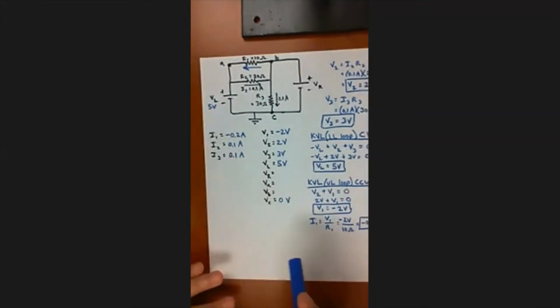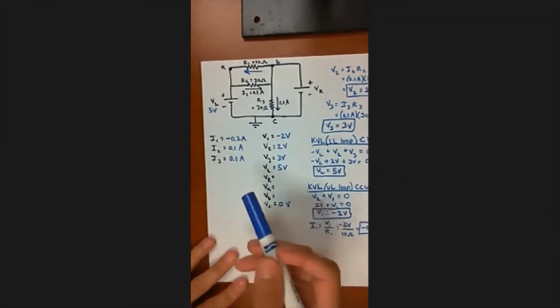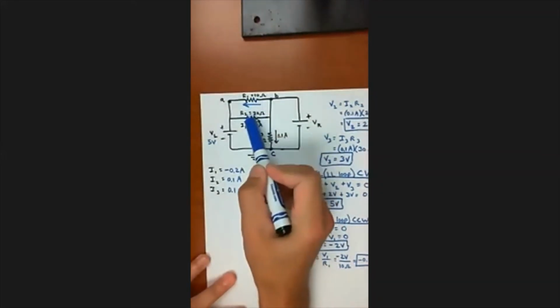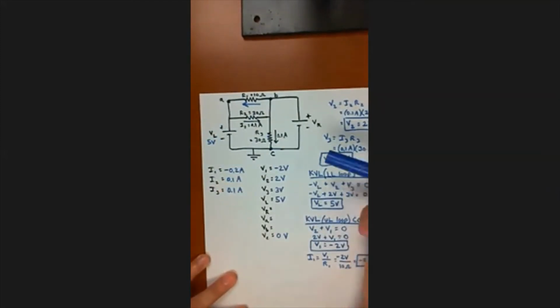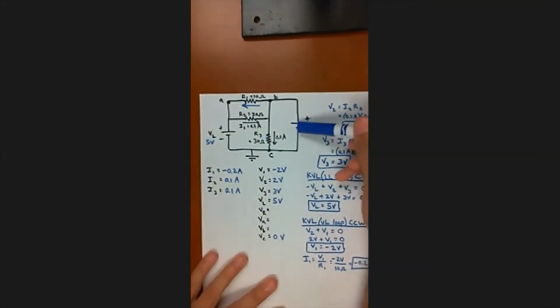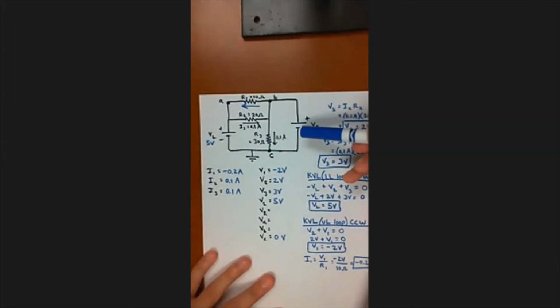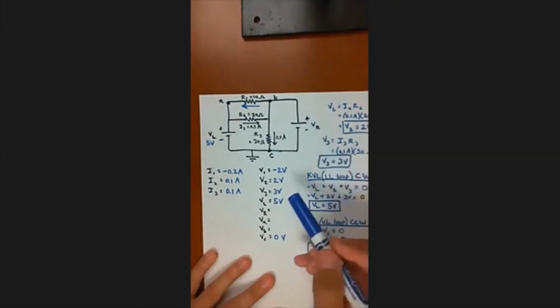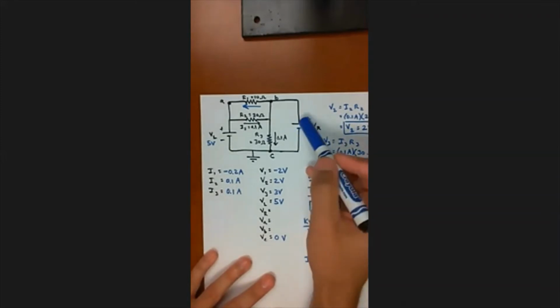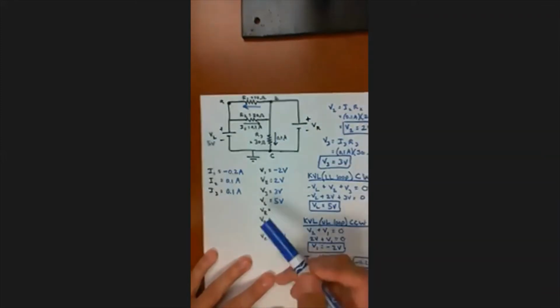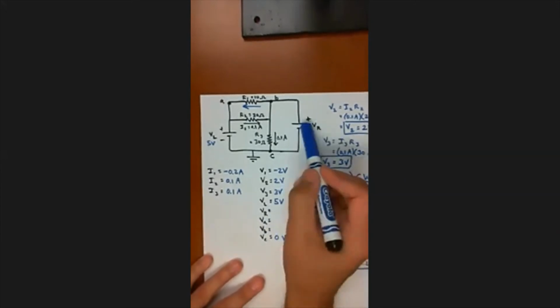Okay, so we're almost done here. We know everything there is to know about this one and this one and this one and this one. There's only one thing left really, and that is VR. So I need to make an equation that has only VR as an unknown. And I can do that pretty easily because I can do a lot of loops where VR is the only unknown.